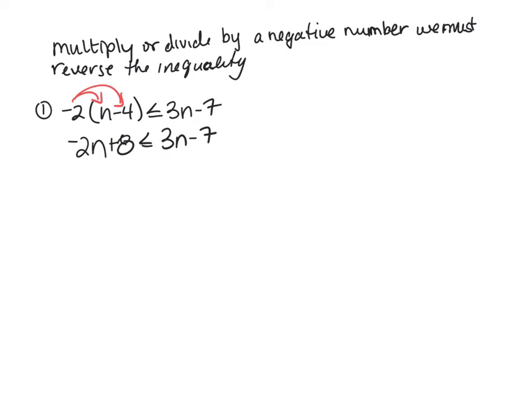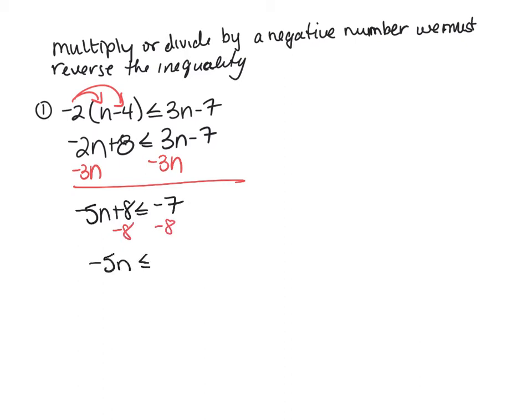And then we're going to move the variable, minus 3n. So I'm going to move my variable to the left, and I get negative 5n plus 8 is less than or equal to negative 7, and minus 8 from both sides. And negative 5n is less than or equal to negative 15. Divide by negative 5, and I've divided by a negative, so my inequality is going to flip to greater than or equal to. So n is greater than or equal to positive 3.